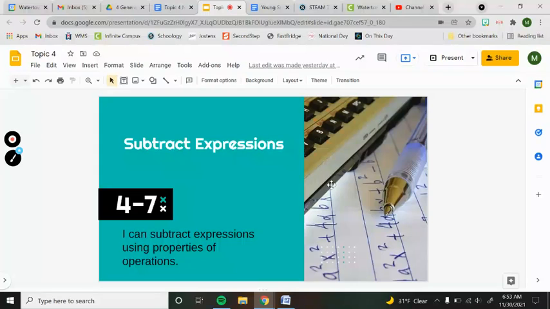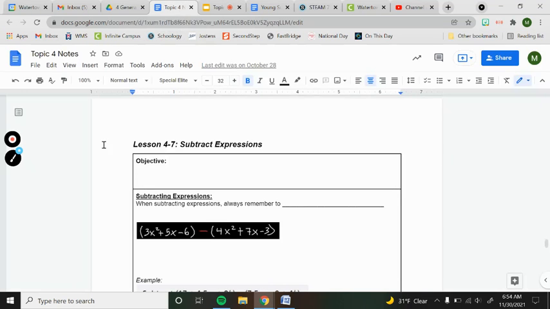All right, guys. We are going to talk about subtracting expressions today. This is in lesson 4-7. So you're going to need to make sure you have your note packet in front of you, and that you are turned to the page that has the 4-7 on it. So it looks just like this, subtracting expressions.